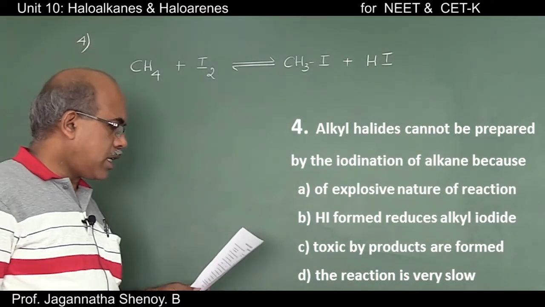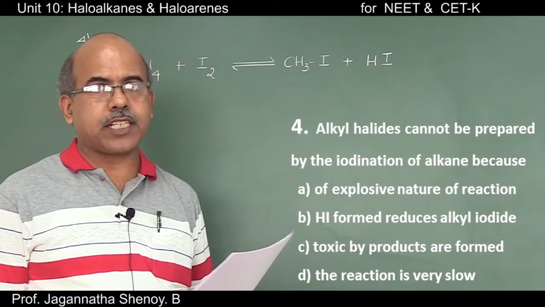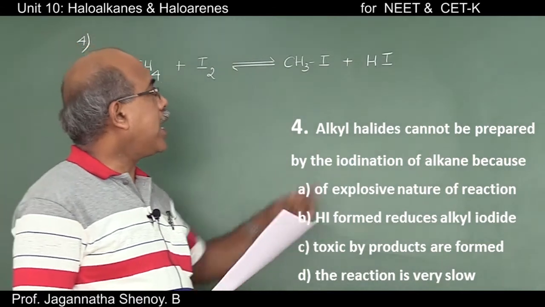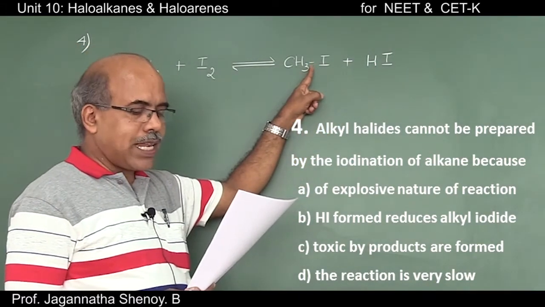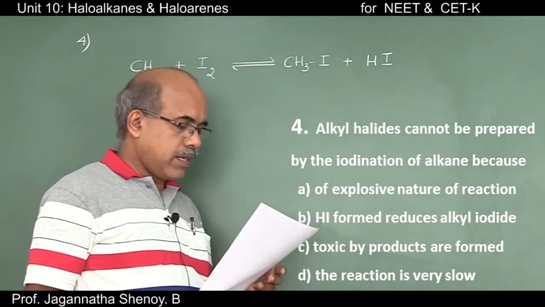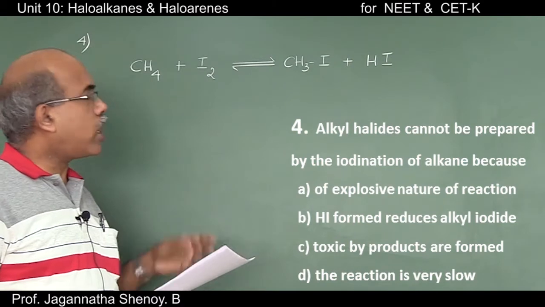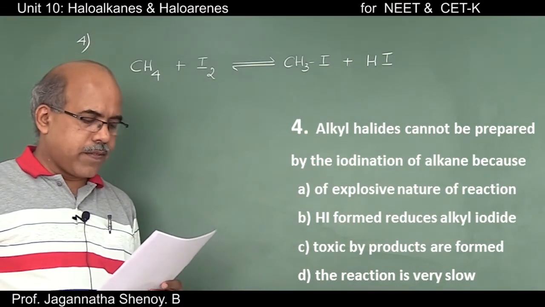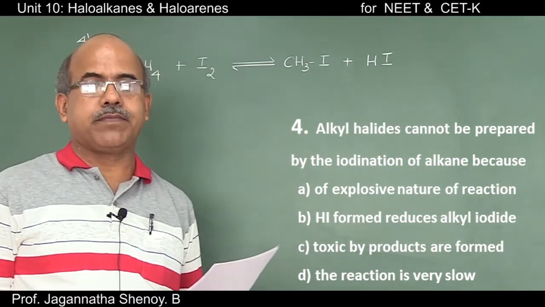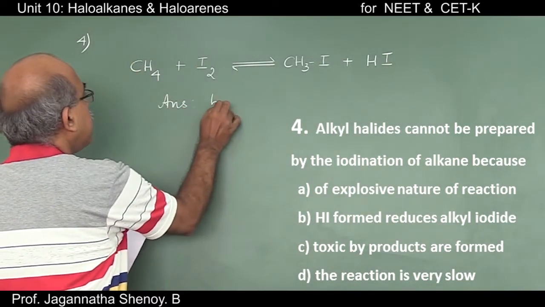So what is the answer that you can write? You read out the option. Option A, explosive nature of reaction. It is not correct. Option B, HI formed reduces alkyl iodide to give back the starting alkane and iodine. So this in fact is the reason. The third one, toxic byproducts are formed. That is not the suitable one. And fourth option, the reaction is very slow. That is not the option. What's the actual answer then? Answer for this question is option B.